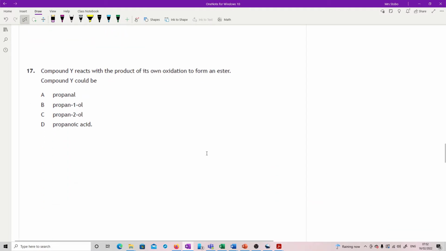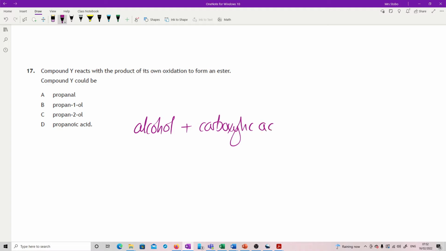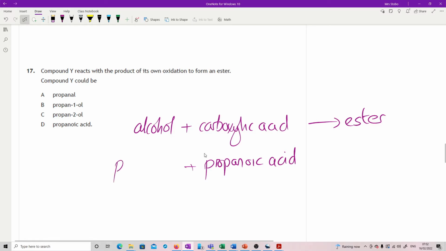Question 17, I think this is actually a higher question, to be honest. Compound Y reacts with the product of its own oxidation to form an ester. Compound Y could be. Okay, so for an ester, you need an alcohol and a carboxylic acid. By condensation gives you your ester. So for a carboxylic acid, these are all propyl, so let's go with this one. This is going to be propanoic acid. So I need to get the alcohol that would produce propanoic acid.